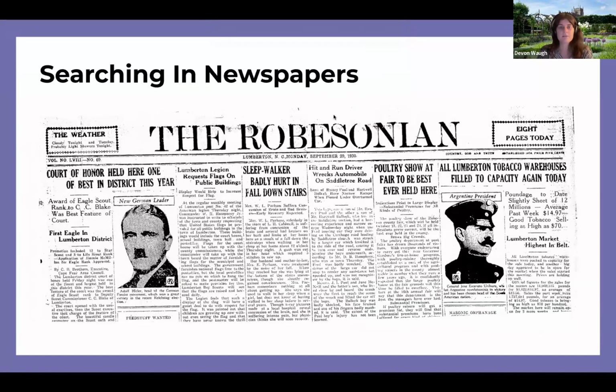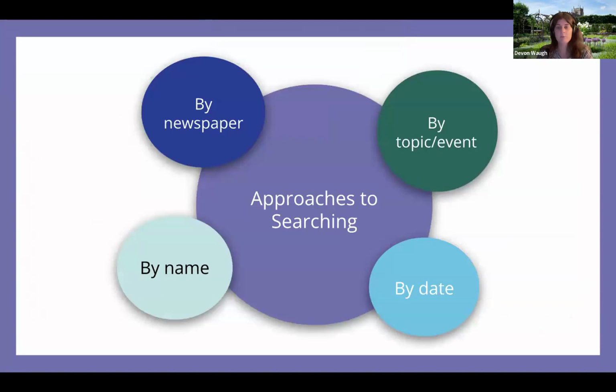All right. So in these newspapers, there are a couple of approaches to searching. You can search by a particular newspaper. So if you want to see all the issues of the Charlotte Observer that we have in the collection, or all the issues of the Statesville Record and Landmark, or the Daily Tar Heel, you can see those by newspaper.